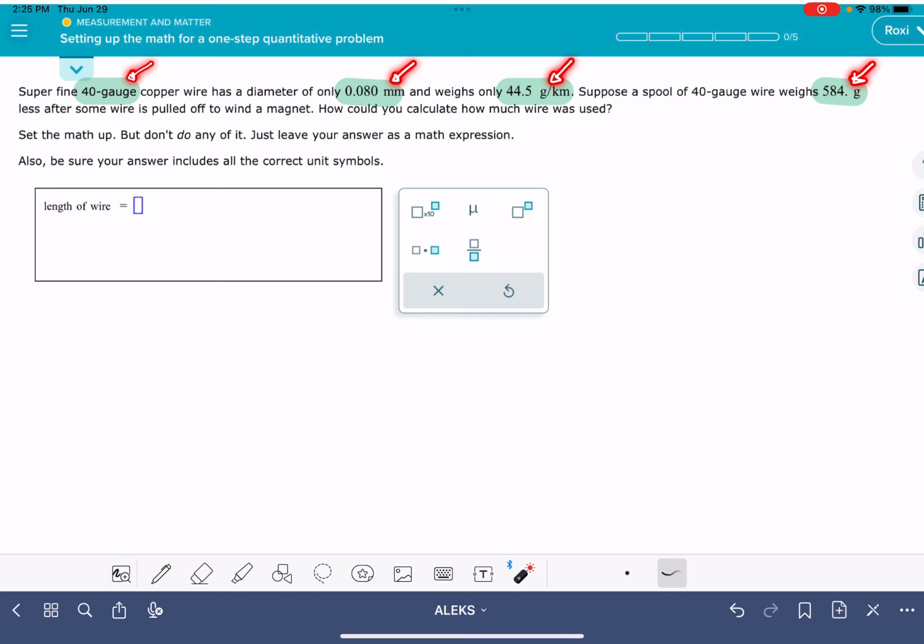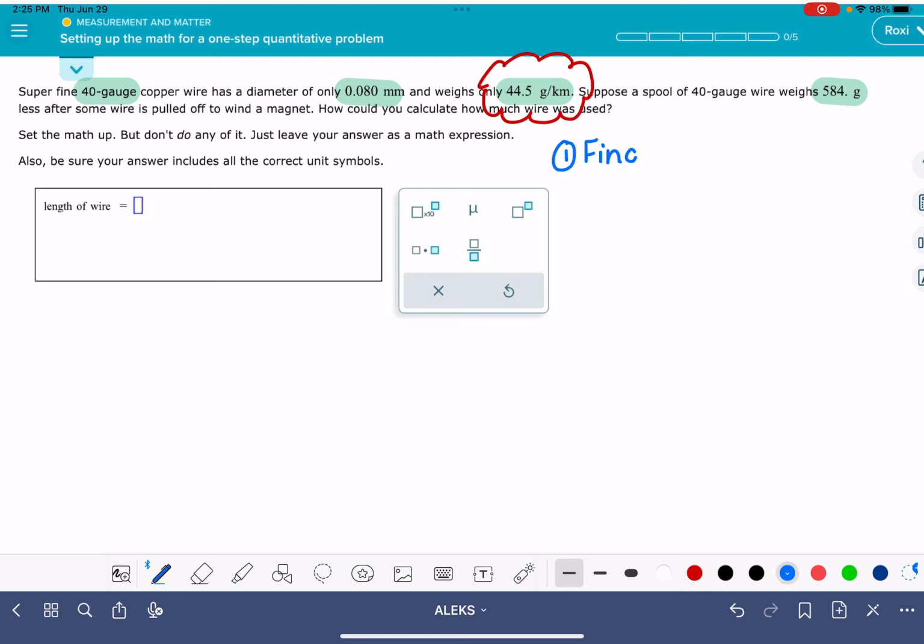One of the numbers in your problem is going to have more than one unit associated with it. Like this has one unit, the unit is gauge. This has one unit, the unit is millimeters. This number has two units, grams and kilometers. This number has one unit, grams. I want you to begin by focusing just on the numbers that have more than one unit. Those numbers are your conversion factors, and that should be the first thing that you're looking for in this problem.